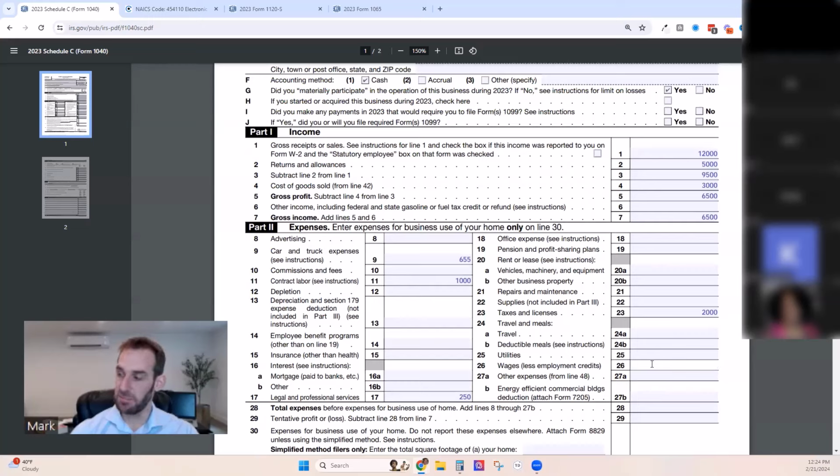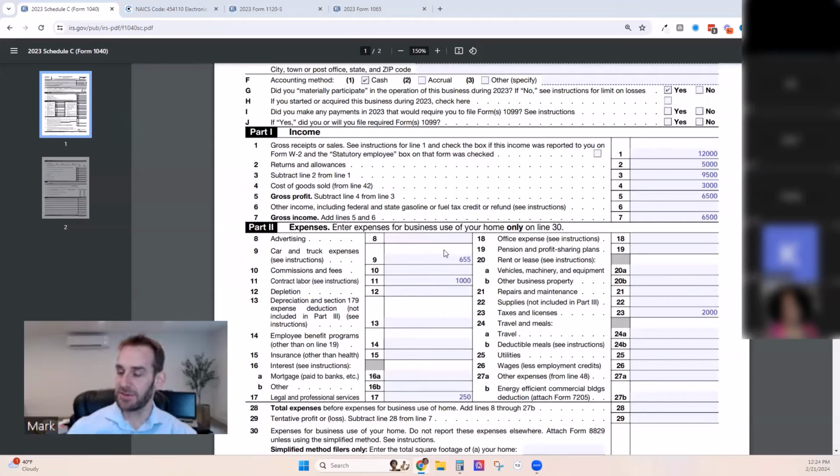Wages, this is only if you have employees. You shouldn't be paying yourself a wage. You take distributions as a business owner. And as I'm going through this, I'm realizing we could dive deep into any one of these areas, so I'm really kind of water skiing over this right now.